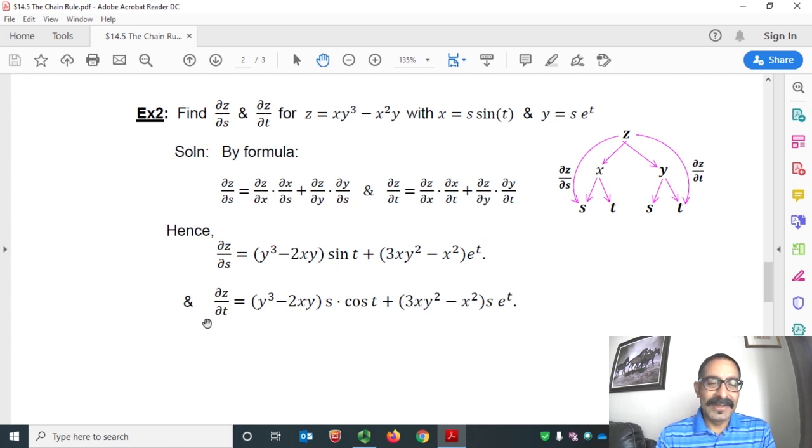Similarly, we have another result, del z over del t equals, it turns out to be y cubed minus 2xy times s times cosine t plus 3xy squared minus x squared times s e to the t. Awesome. Now let's move on. I hope this tree diagram as well as this comparison makes sense to you all.